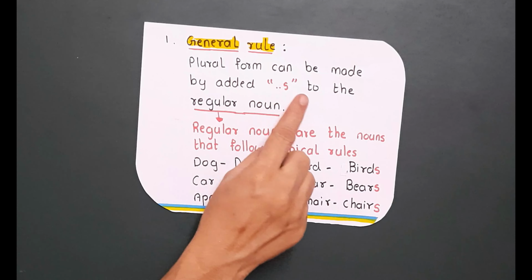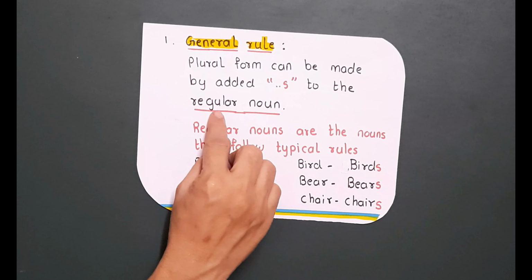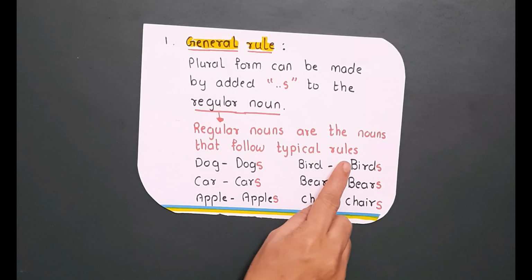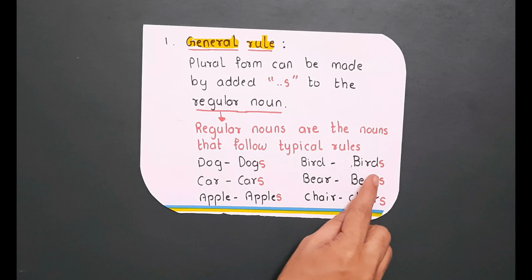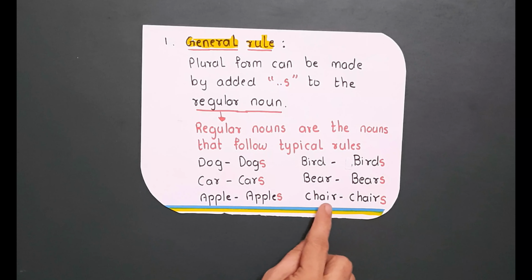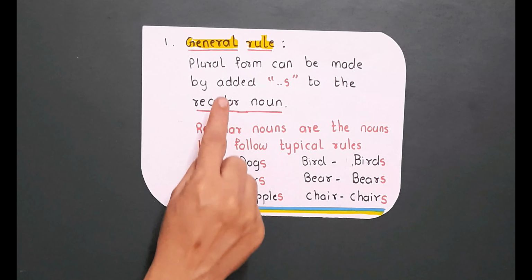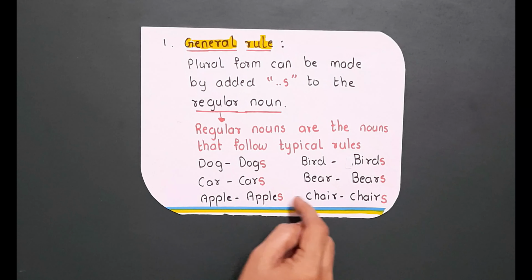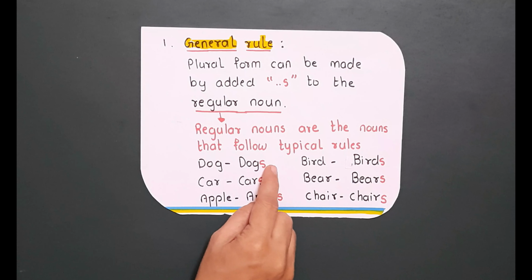Generally, the plural form is made by adding s to the regular noun. So, what do we mean by regular noun? Regular nouns are those nouns that follow the typical rules like dog, dogs, car, cars, apple, apples, bird, birds, beer, beers, chair, chairs. Here, what is the typical rule? That the plural form is made by adding s. So, we can see the s is added to the regular noun to make the plural.